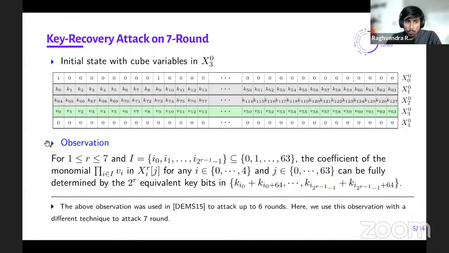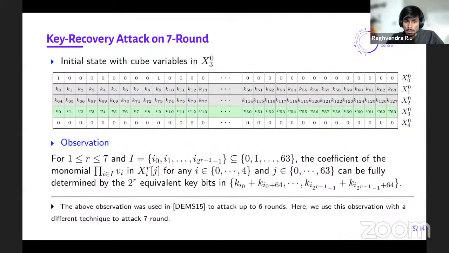Now we have the following observation. If we look into the state after 7 rounds, and look at the superpoly of this 64-dimensional cube, then we can prove that it entirely depends on the equivalent key bits, like K0 plus K64, K1 plus K65, like this. And this observation can be used for a lower number of rounds.